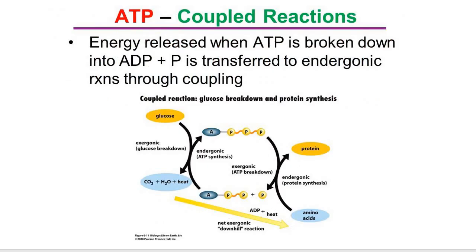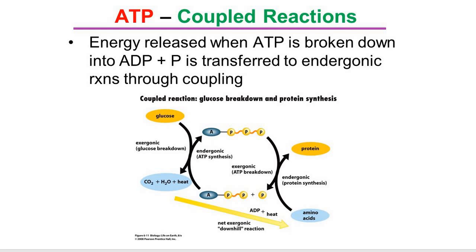So, ATP coupled reaction. The energy released when ATP is broken down into ADP plus phosphate is transferred to the endergonic reaction through coupling. If you couple the reactions, glucose breakdown and protein synthesis, you can see the glucose, carbon dioxide, water, and heat, and this is exergonic, glucose breakdown. And endergonic ATP synthesis, you can see the A and phosphate, phosphate, phosphate. And again, exergonic ATP breakdown forming ADP, phosphate released, plus heat. And again, amino acids, an endergonic process, protein synthesis and protein.